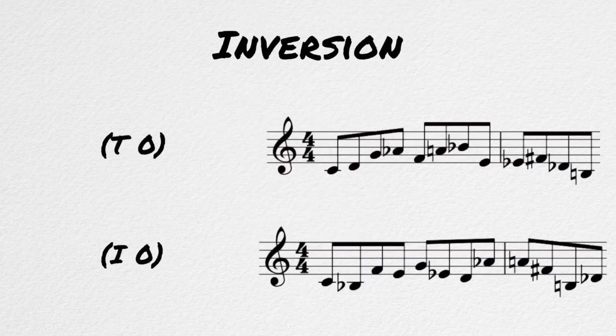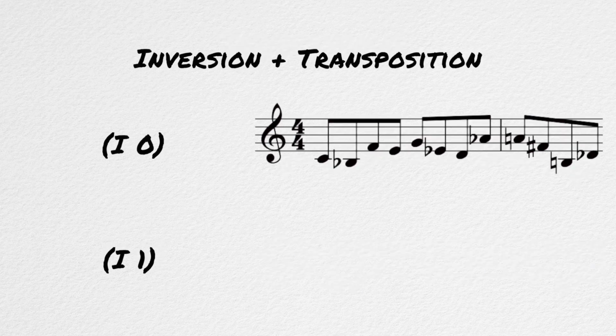So our row goes from this to this. This will be labeled I0, or inversion 0. This can also be transposed up and down as many half steps as you would like.